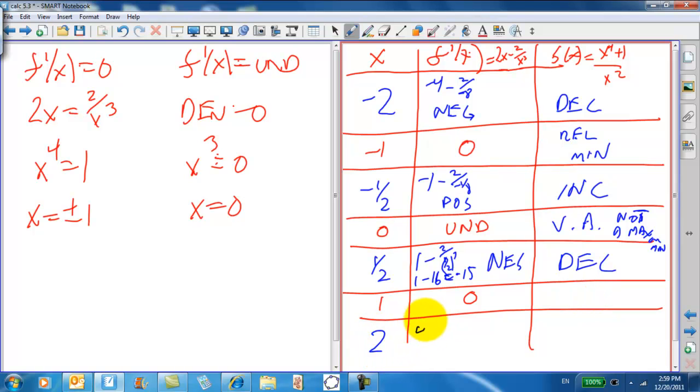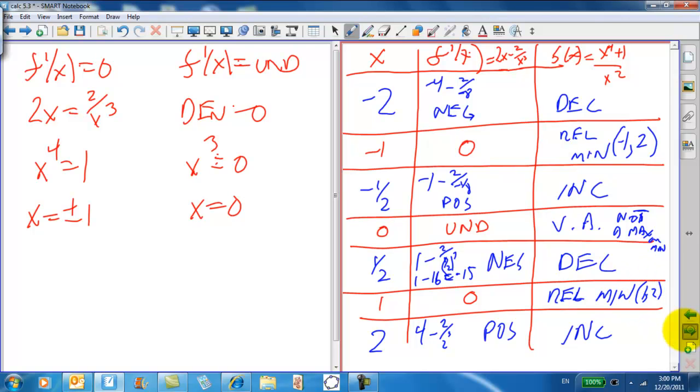Let's put in 2. We get 4 minus 2 over 2 cubed. That's going to be positive, which means the original function then is increasing. If we go from decreasing to increasing, we must have a relative min. So we have no relative max in this one. We just have relative mins at negative 1 and 1. And if we put those into the original function, our relative min is at negative 1 comma, what do we get when we put negative 1 up here? You get 1 and 1, you get 2. And when you put 1 in, you also get 2. Relative mins at negative 1, 2, and at 1, 2.